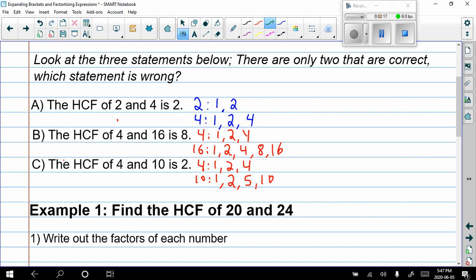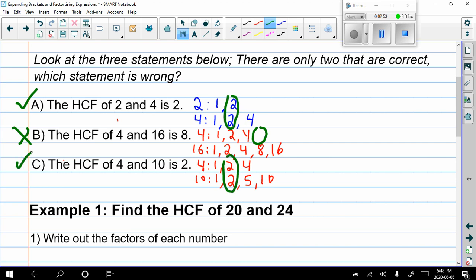So the highest common factor of 2 and 4 is 2. Well, 2 is the biggest number that occurs in both, so I'm going to agree with A. Then we're going to look at B. The highest common factor of 4 and 16 is 8. Well, no, because we don't actually go up to the number 8 with 4. So right away we know that that one's wrong. So if it ever says the highest common factor is bigger than the number in question, well, you know it's wrong because it has to divide into it. And lastly, the highest common factor of 4 and 10 is 2. Well, yeah, it's the highest number that occurs in both, so I'm going to agree with that.